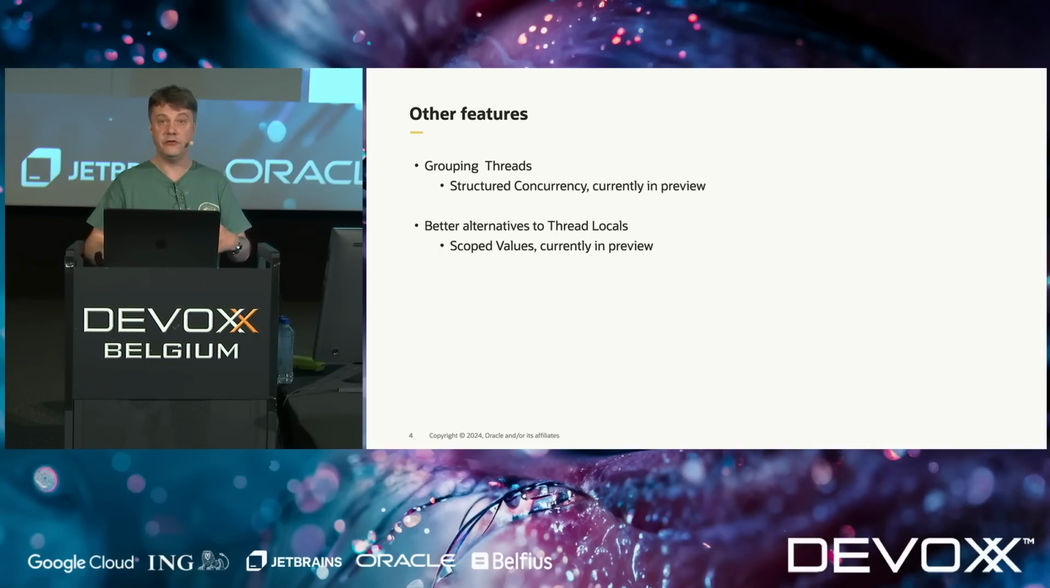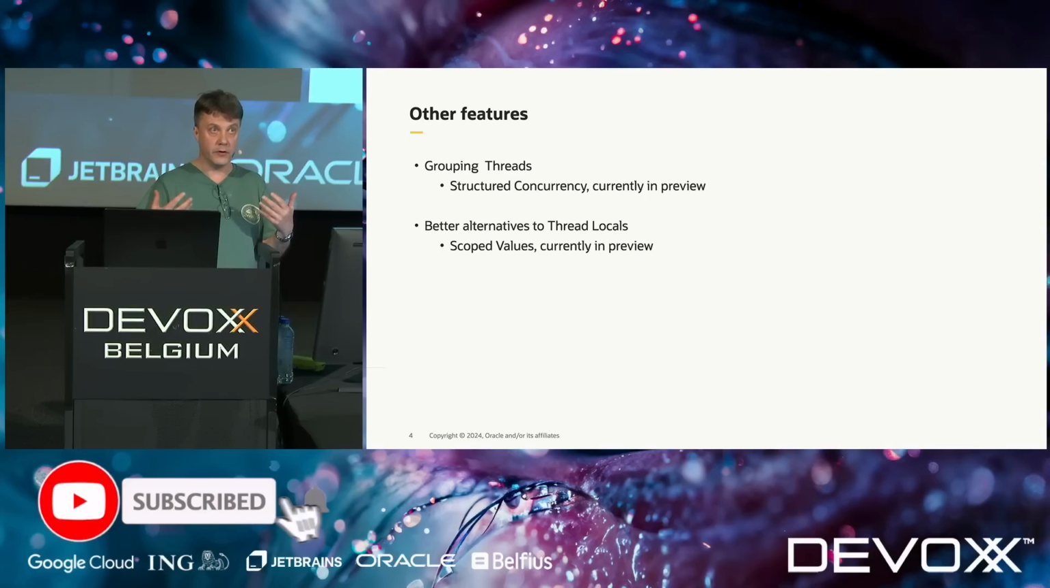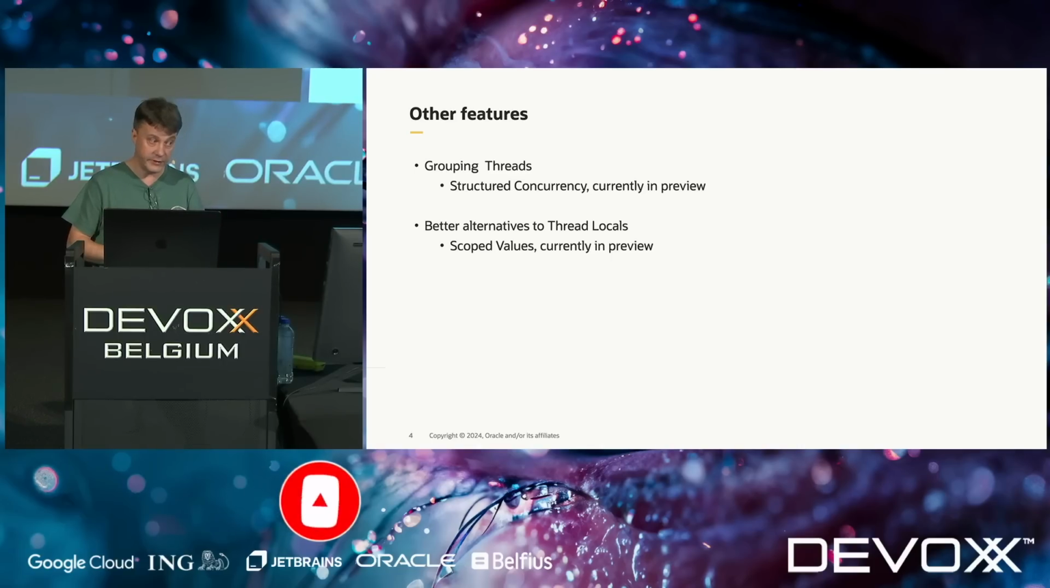So there's a couple of other features going on in Project Loom. I've just listed two of them here, and I'm going to be talking quite a bit about one of them today. Under the banner of grouping threads: if you have a lot of threads, high concurrency, you want to think about how you're actually going to manage and group those threads. So I'll be talking about structured concurrency today.